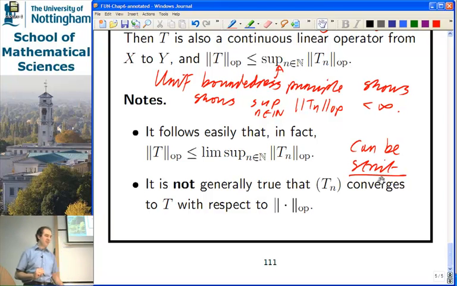And that brings us to the end of the section on uniform boundedness. Any questions on the uniform boundedness section?